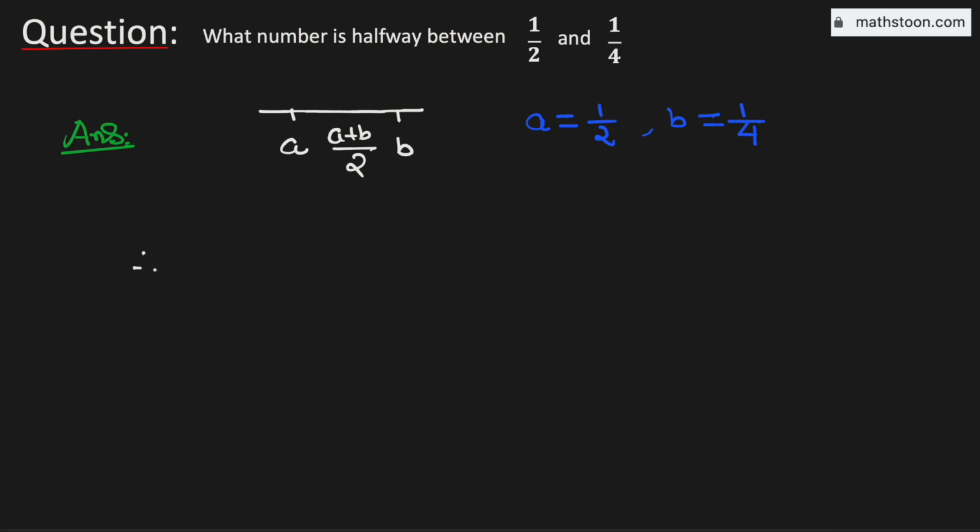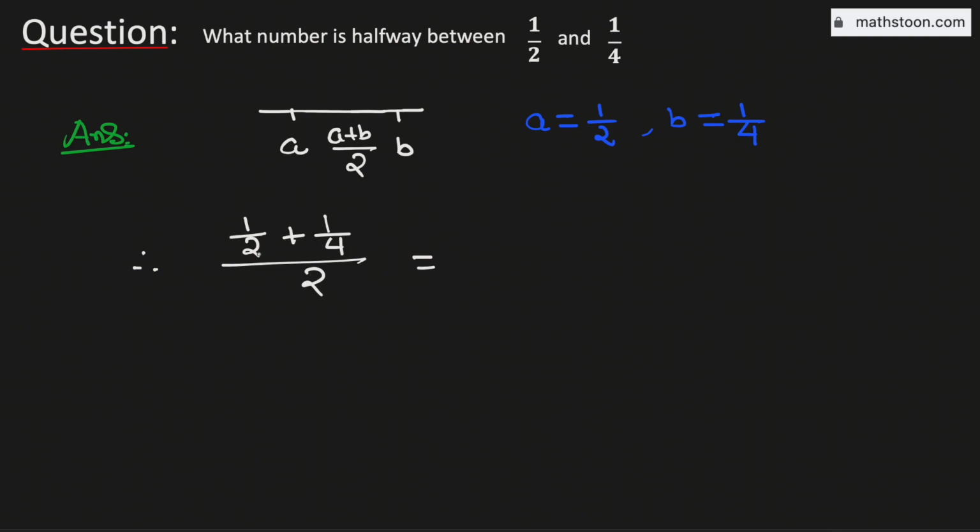Therefore, the number which is halfway between 1/2 and 1/4 is given by (1/2 + 1/4) divided by 2. This is the number a and this is the number b. Now we will simplify it.